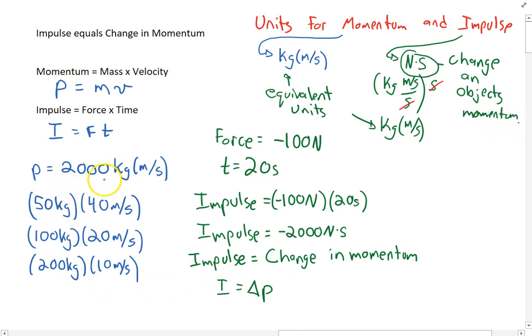So if I had taken any of these combos and applied a positive 1,000 Newton force for 20 seconds, the momentum would have gone up by 2,000. So rather than being 2,000 kilogram meter per second at the start, it would have gone up by 2,000 and be at 4,000. So for the 50 kilogram object, this would have doubled. Same for these. These all would have doubled because rather than slowing it down, I would have been increasing its momentum. And that is where we'll end this lesson.